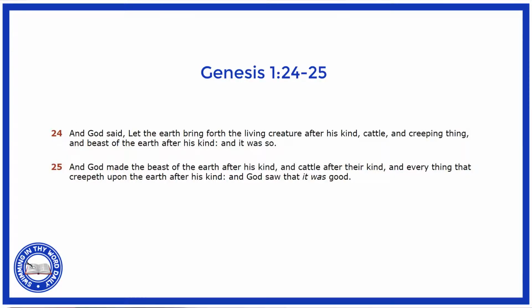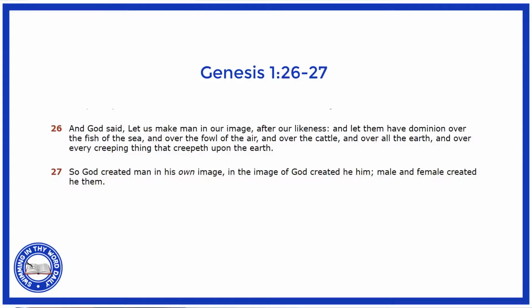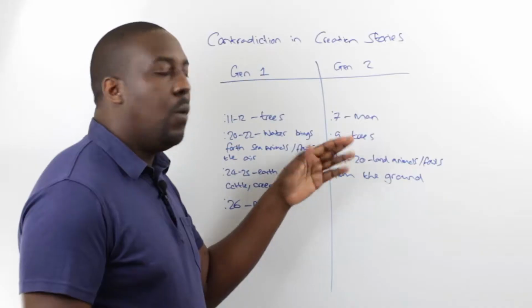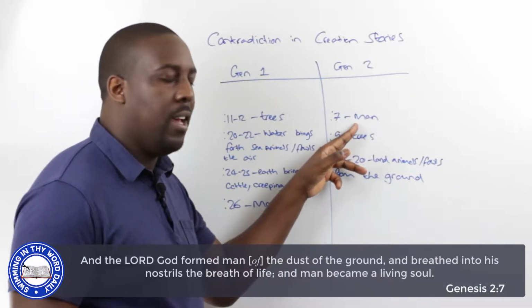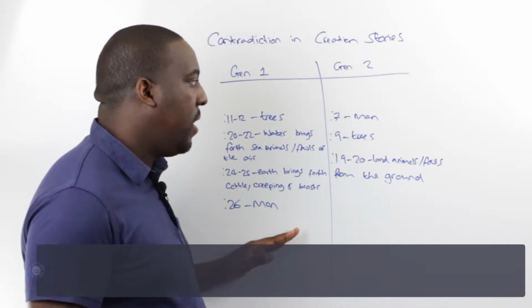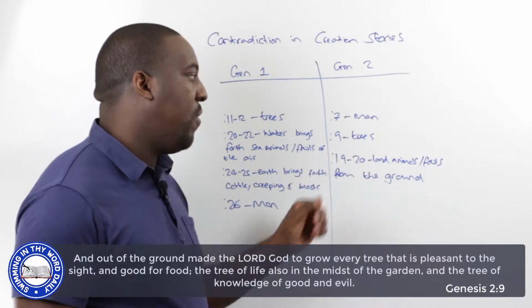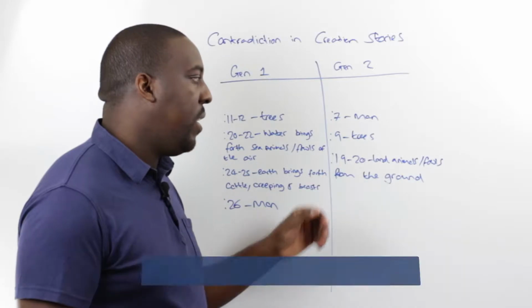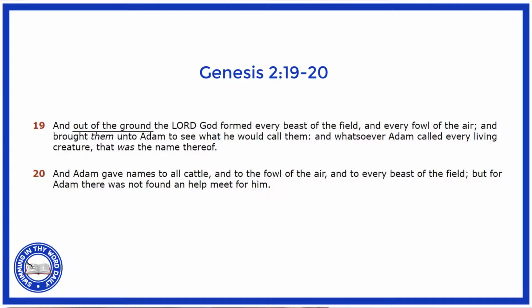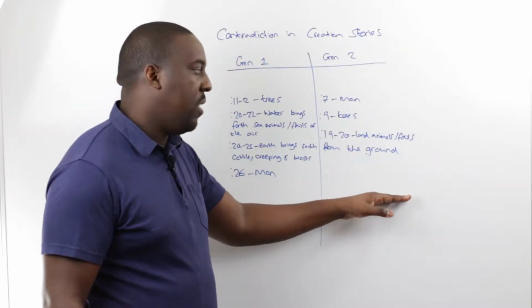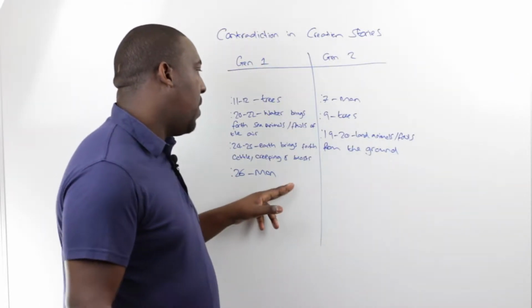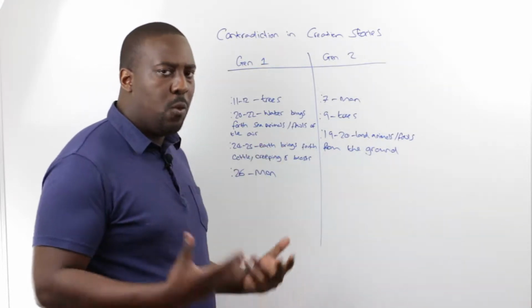And then ultimately the crescendo is verse 26 in Genesis chapter 1, where it talks about God creating man in his own image. When we get to chapter 2, in verse 7, the first thing we see that's created here is the man, which is the last thing created in chapter 1. Then we see in verse 9 the trees are created, and then in verse 19 to 20 that the land animals and the fowls of the air are now brought forth from the ground. And this is obviously another problematic piece of text, because the fowls in chapter 1 actually came from the water. So what's actually going on here?